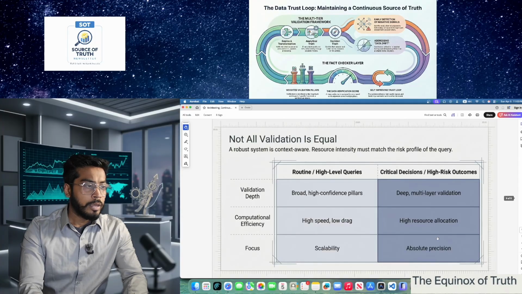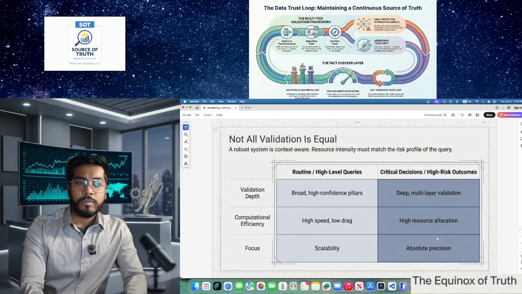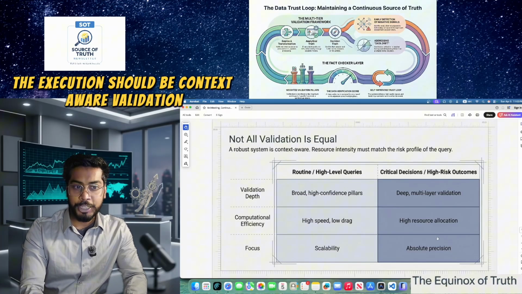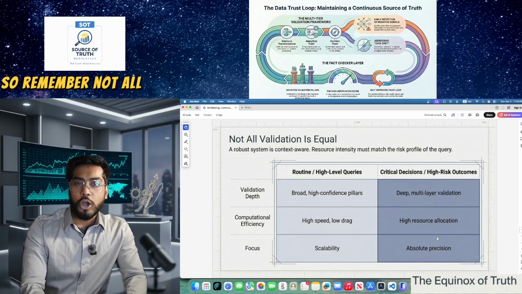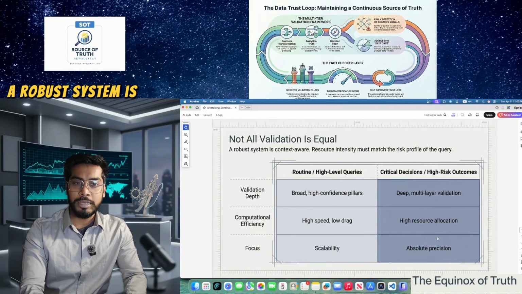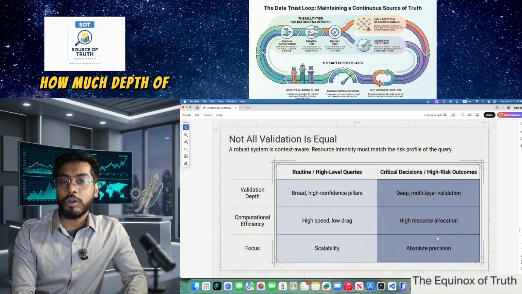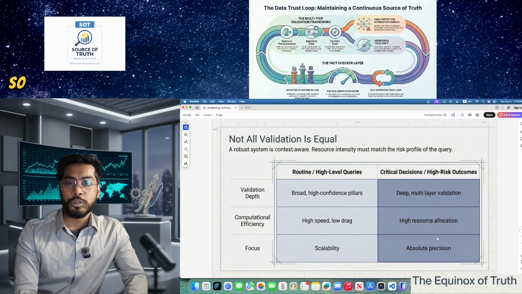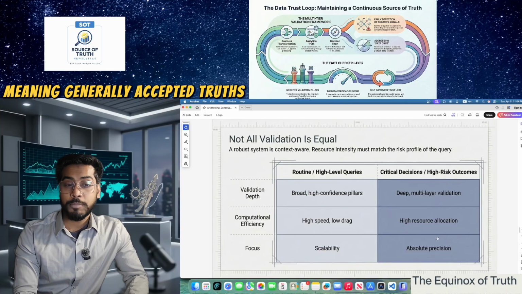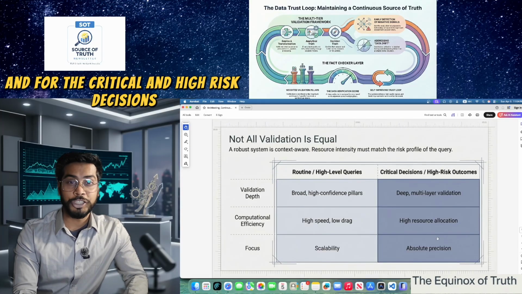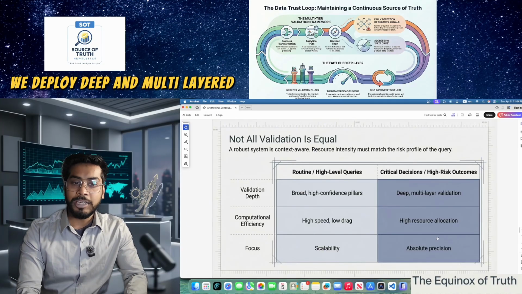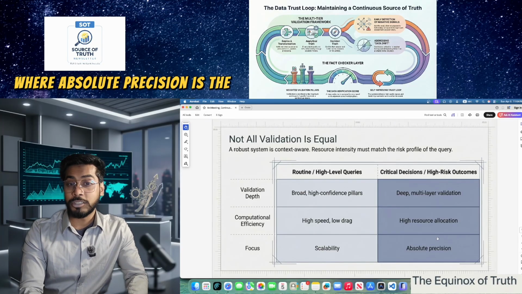The idea is that the execution should be context aware validation. Remember, not all validation is equal. A robust system is context aware, and it is intelligent enough to identify how much depth of data verifiability is needed. For routine and high level queries, we can prioritize speed and scalability with broader validation, meaning generally accepted truths. For critical and high risk decisions, we deploy deep and multi-layered validation where absolute precision is the only goal.